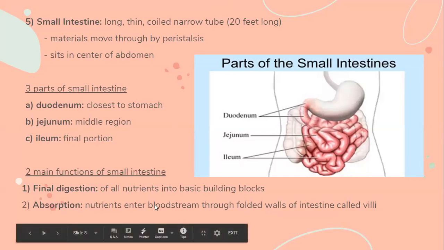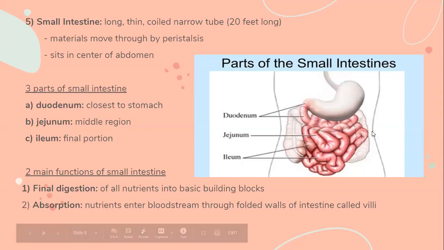Nutrients enter the bloodstream through the folded walls of the intestine called the villi. Villi are like these little hair-looking things. That's very important, because if your blood doesn't receive the nutrients from the small intestine, then they can't travel throughout your body, throughout the circulatory system, which means your body does not get the nutrients it needs, and you can't really function normally as a human being and do all your daily activities.